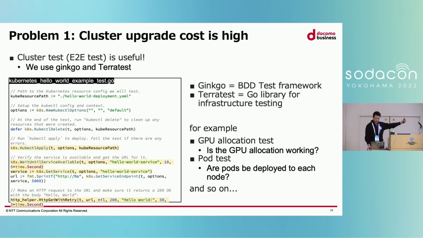This code is an example of applying the manifest and waiting until the service is enabled before testing the HTTP request. Using the testing framework, we verify that each node can correctly allocate the GPU to the pod and that the pod works appropriately.